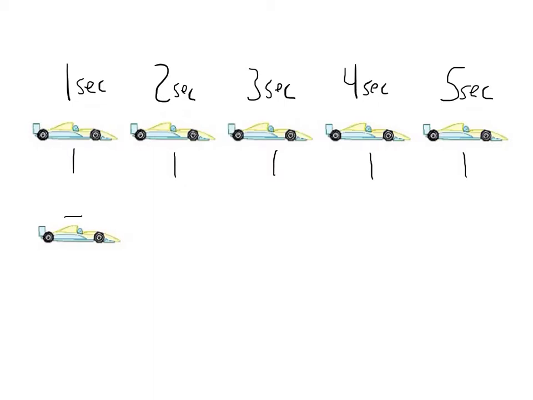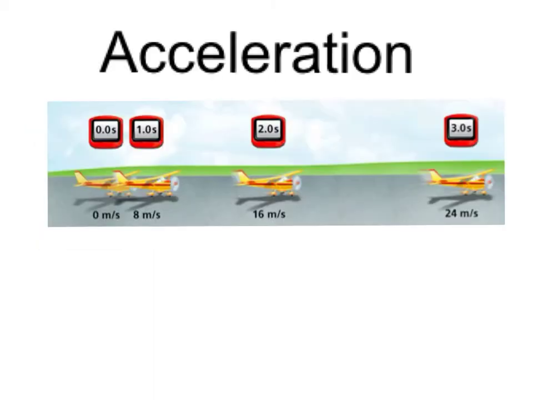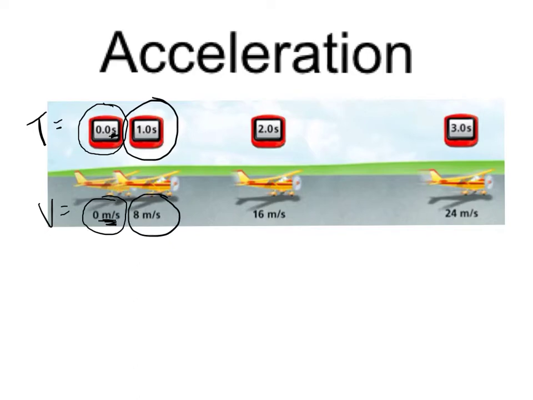The next card is going to show you a plane taking off, and you can see on this, at 0 seconds, the plane was going 0 meters per second. So this is the velocity, and this is the time. You can see the units: meters per second for velocity and seconds for time. So 1 second later, the plane was going 8 meters per second. And you can see the amount of distance that it covered by looking at the two pictures here. Pretend that a photo was taken every single second.